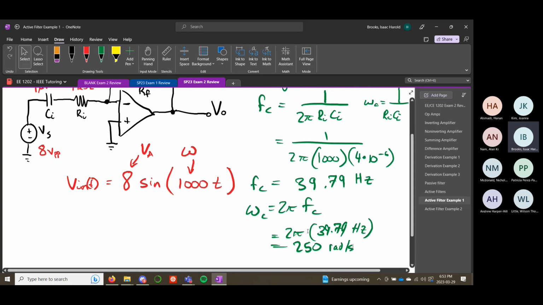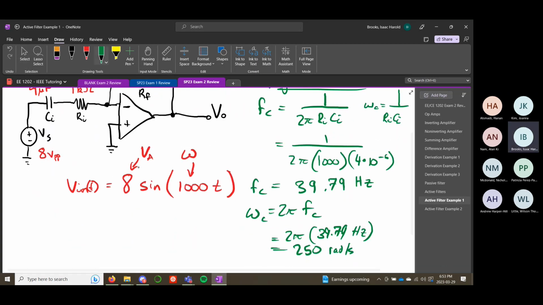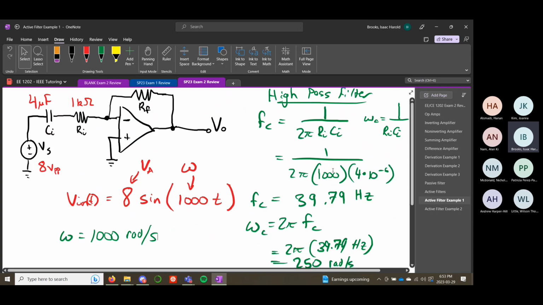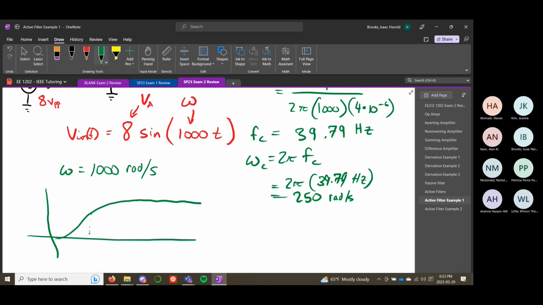Okay, if our cutoff frequency is 250 radians per second, and we are operating at 1000 radians per second, are we inside the passband or outside of the passband? Inside the passband. And the reason we're inside the passband is because this is a high pass filter. So the Bode plot looks something like this. High frequency signals pass through. The cutoff is 250, and we are somewhere over here at 1000.